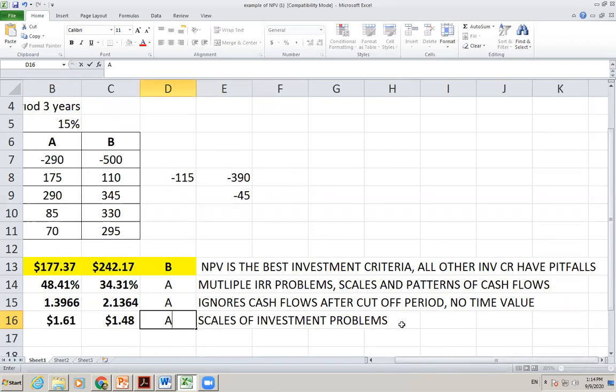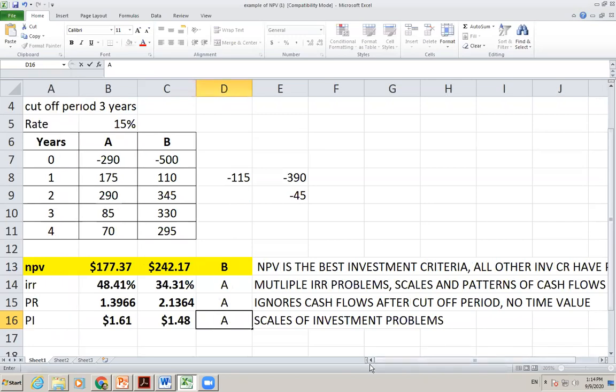And the cutoff period is ignored. The cash flows after the cutoff period in the payback rule are ignored, so it's the biggest problem as well. So there's no time value in the payback rule, and so there are issues related to this investment criteria. We select according to the NPV, okay? This should be your explanation while selecting according to NPV.